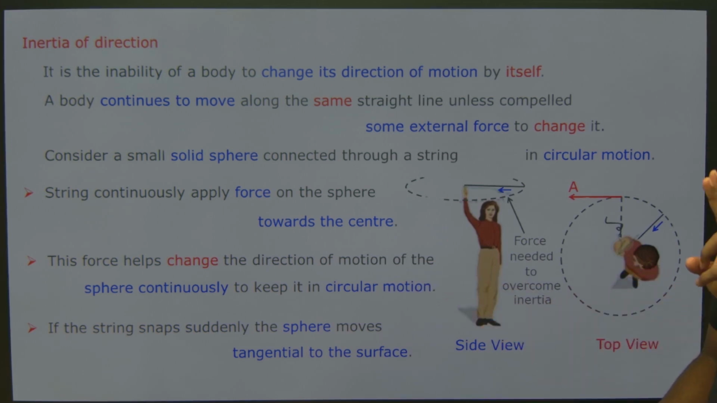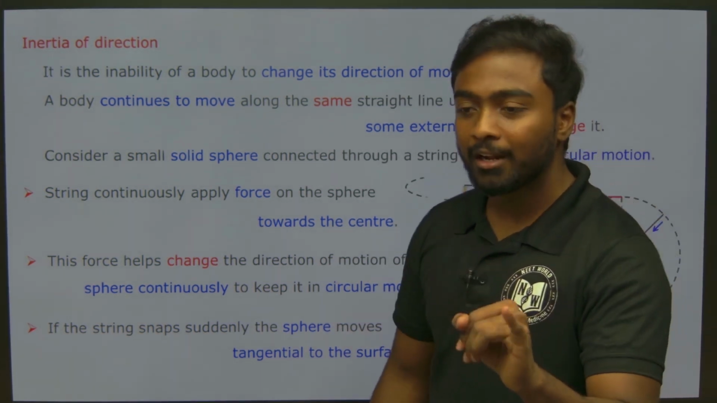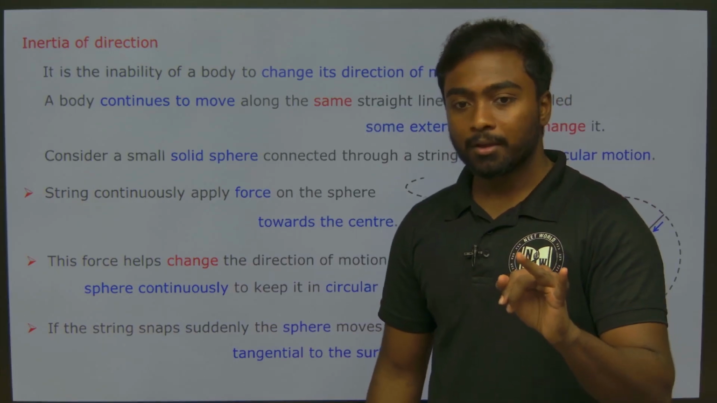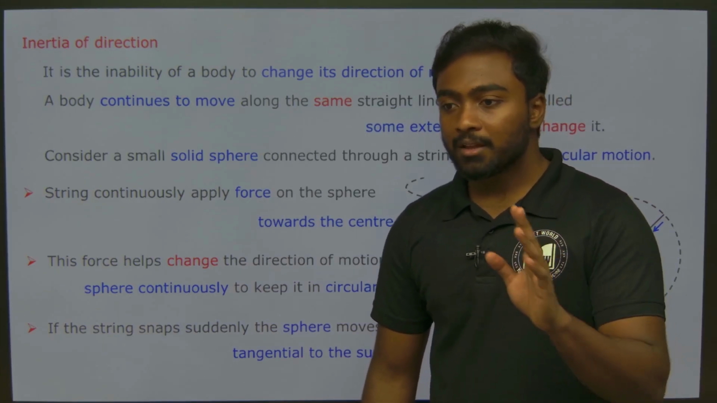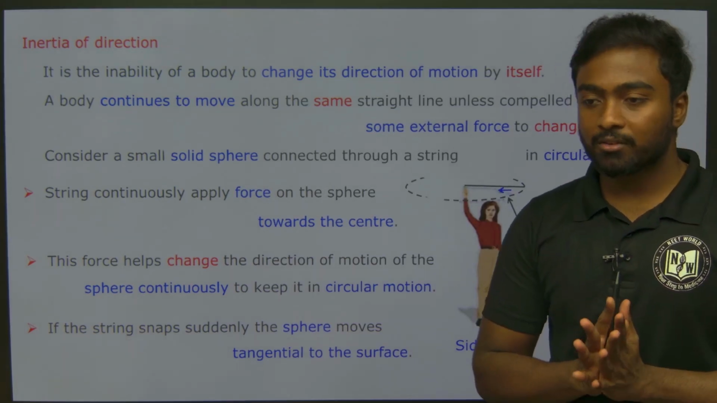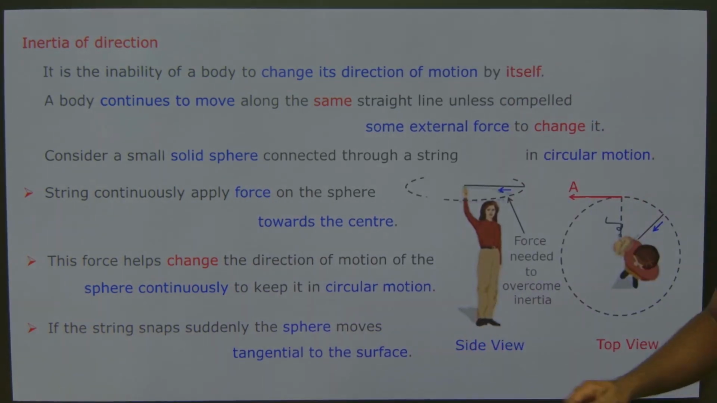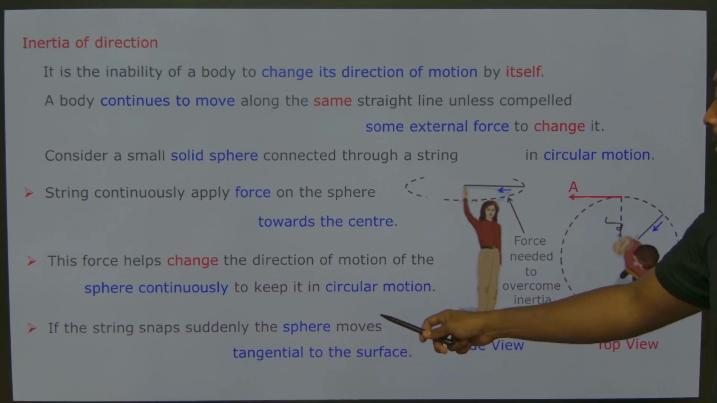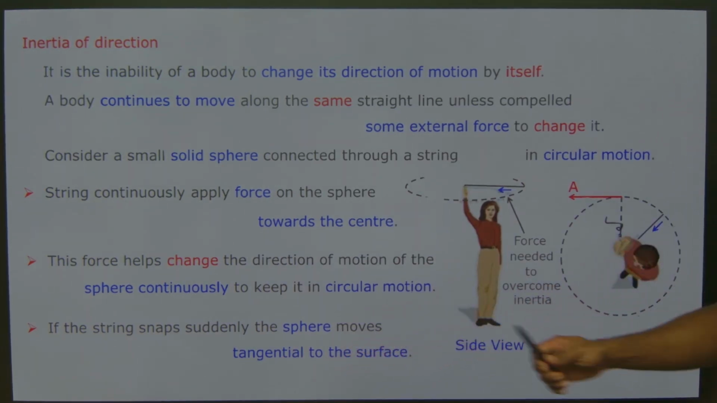So two things we are going to discuss in circular motion: one is centripetal and one is centrifugal. That will be discussed in vertical and horizontal circular motions. If the string snaps suddenly, the sphere moves tangential to the circle.